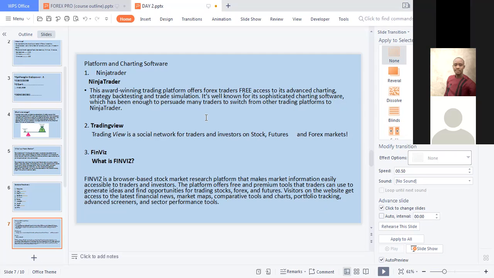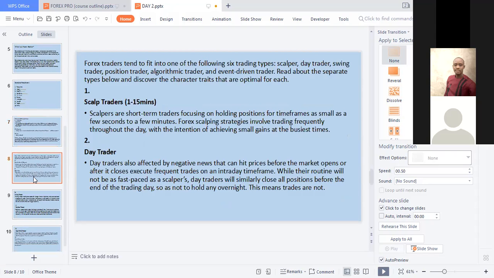Platforms and charting software. There are 3 types: Ninja Trader, TradingView, Favix. I'll be talking about TradingView on day 1 of the advanced class. I can't talk about that today because TradingView is going to take 1 full hour to talk about. Are you with me? But they are just charting softwares where technical traders make the analysis. They pull out the analysis before they dive into the Forex markets.